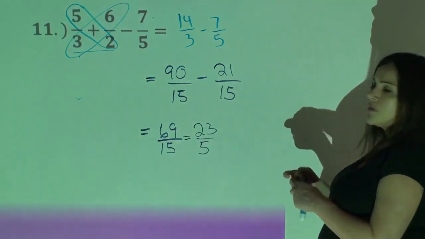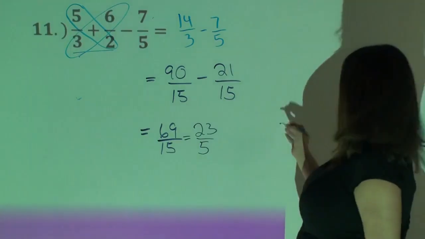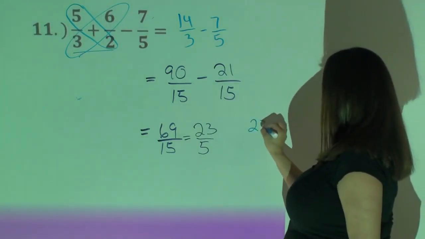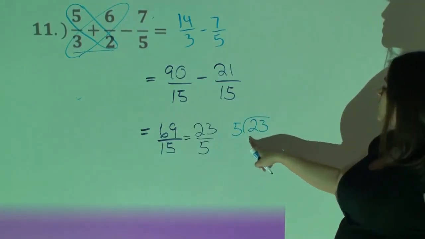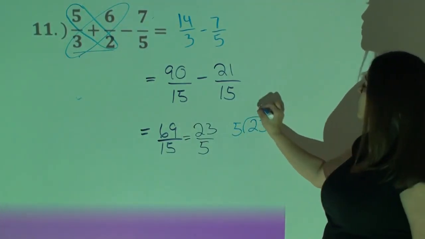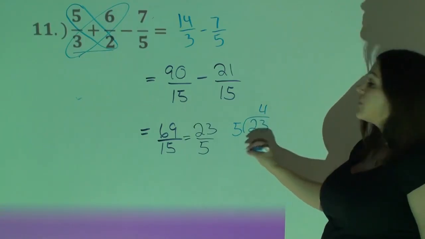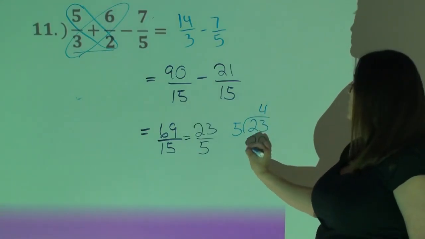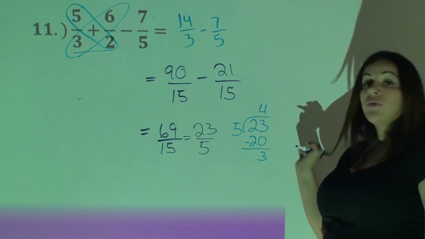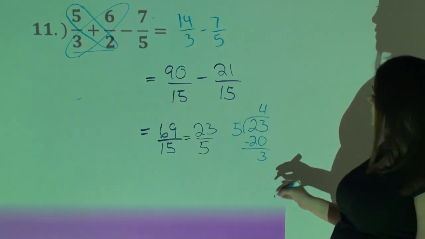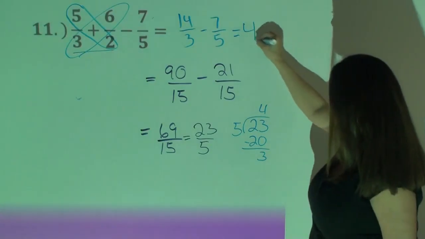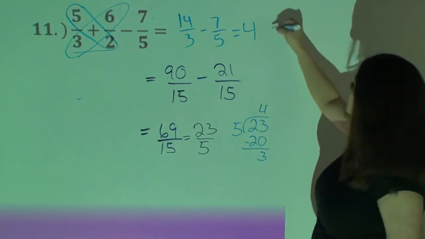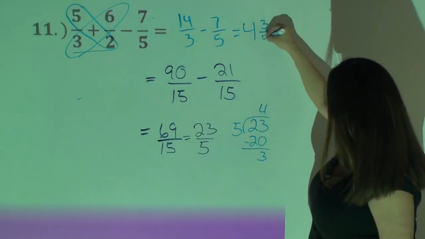Now it's just a simple matter of your long division. So we're going to take 23 divided by 5. 5 goes into 23. It's going to go in 4 times. 4 times 5 is 20. We have a remainder of 3 that we're going to put over our 5. So our final answer up here is going to be 4 and 3/5.